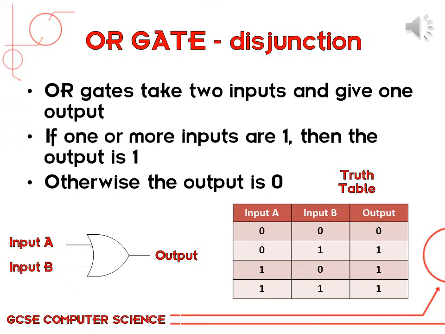The output, we just apply the logic. So 0 and 0 is 0, because neither one of them are true. 0 and 1 is 1, because one of them is true. 1 and 0 is 1, because one of them is true. And 1 and 1 is 1, because both of them are true.